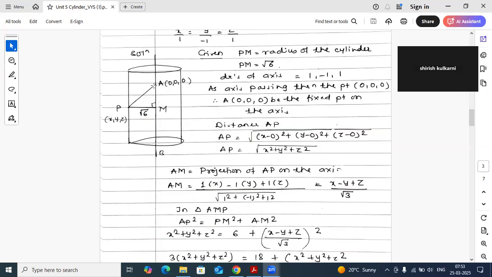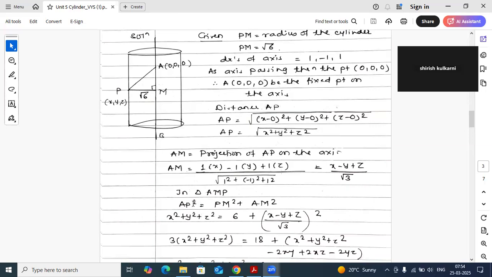Then you have to apply the Pythagoras theorem. Hypotenuse is AP, so AP square is equal to AM square plus PM square. AP square is equal to x square plus y square plus z square. PM, the radius, is root 6, and root 6 square is 6. And the projection AM is equal to x minus y plus z upon root 3, bracket square.